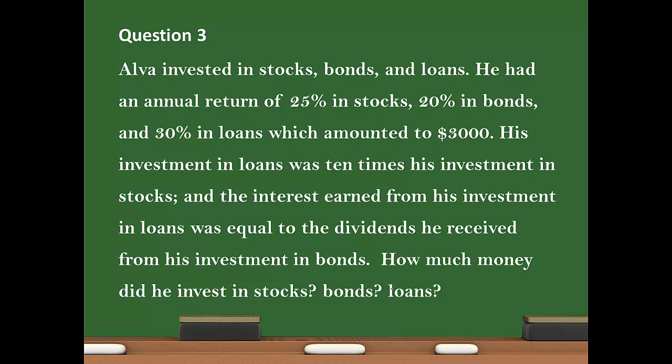Question 3. Alva invested in stocks, bonds, and loans. He had an annual return of 25% in stocks, 20% in bonds, and 30% in loans, which amounted to $3,000. His investment in loans was 10 times his investment in stocks, and the interest earned from his investment in loans was equal to the dividends he received from his investment in bonds. How much money did he invest in stocks, bonds, loans?